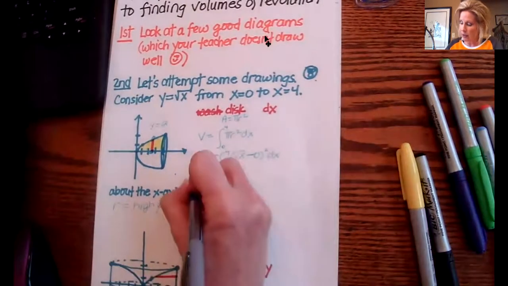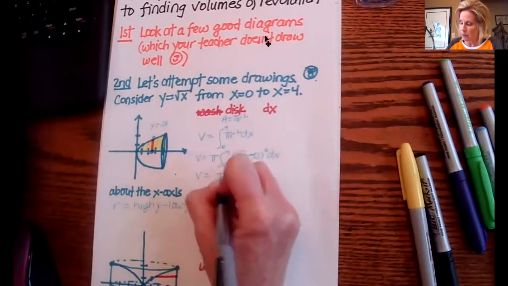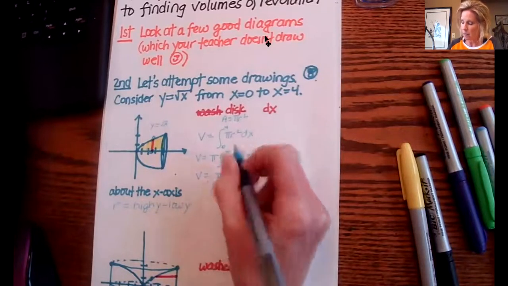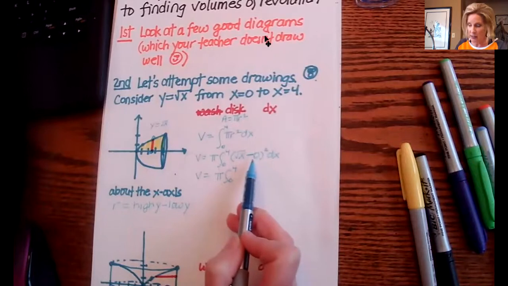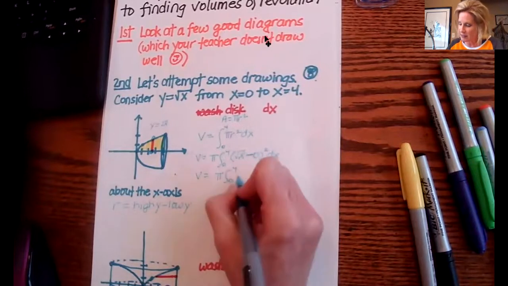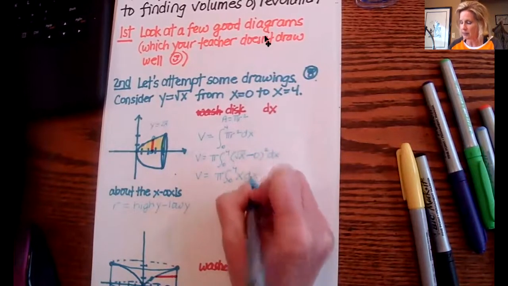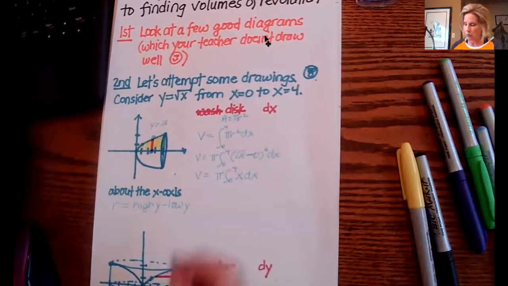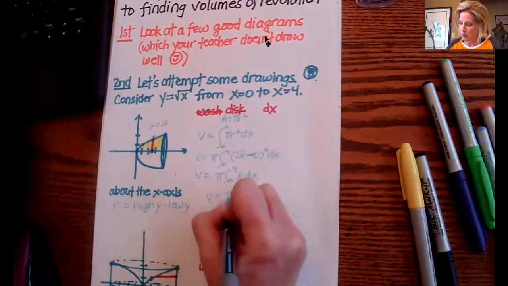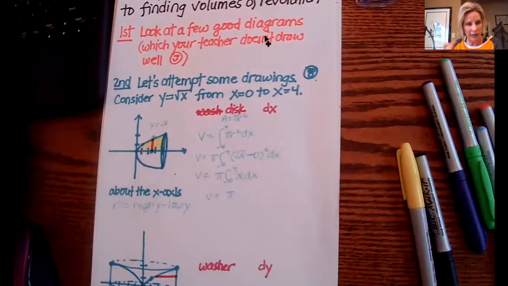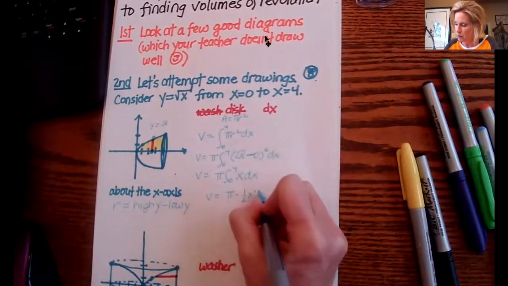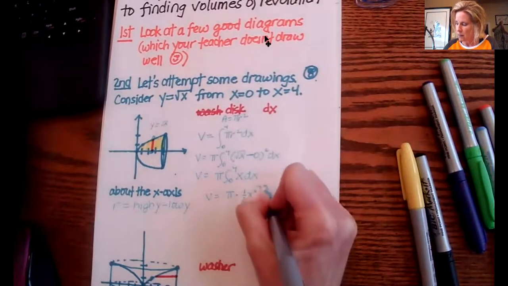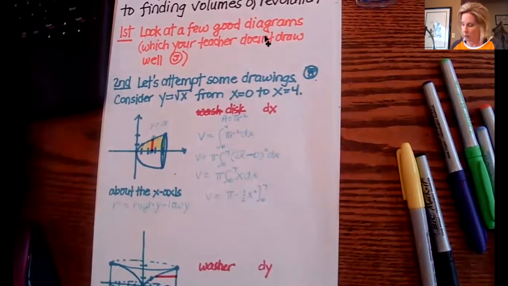Okay, so now if you work that out, you're going to say, well, the square root of x minus 0 is just the square root of x. Squared is just x dx. Well, holy moly, that's no longer a real difficult problem. So when I integrate or I do the antiderivative of x, I get 1/2 x squared. I need to go from 0 to 4.